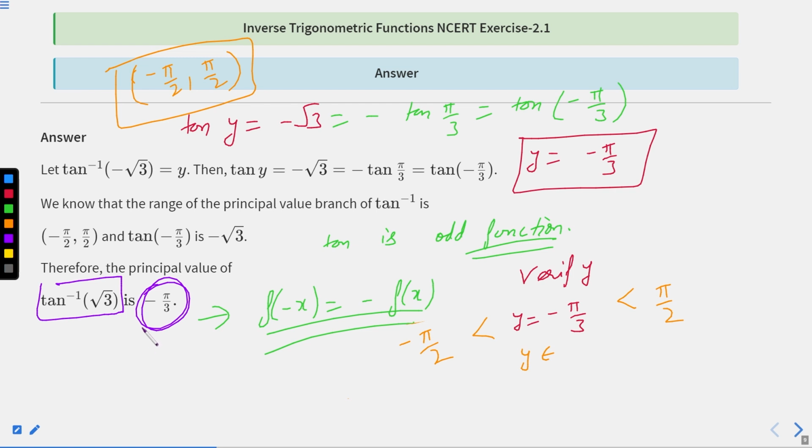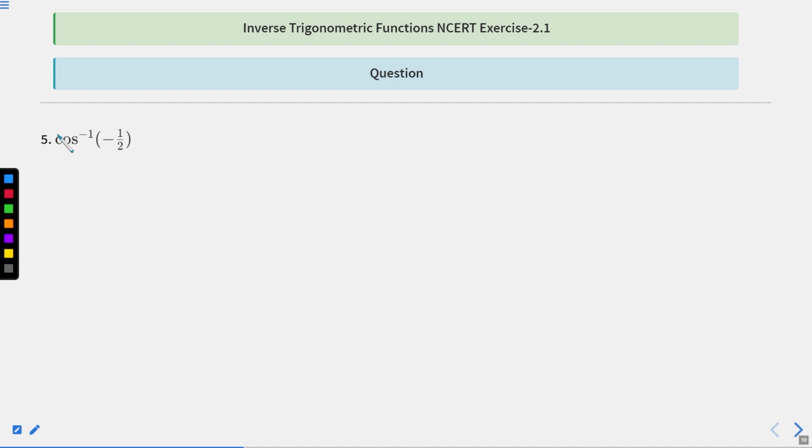Now we need to find the principal value of cos inverse of minus 1 by 2. If you recall, what are this function's domain and codomain, as well as its range? The cos inverse function is defined from where to where? The closed interval minus 1 to 1, and the range set is the closed interval 0 to pi. So if cos inverse of minus 1 by 2 is equal to y, then this y must belong to the closed interval 0 to pi.